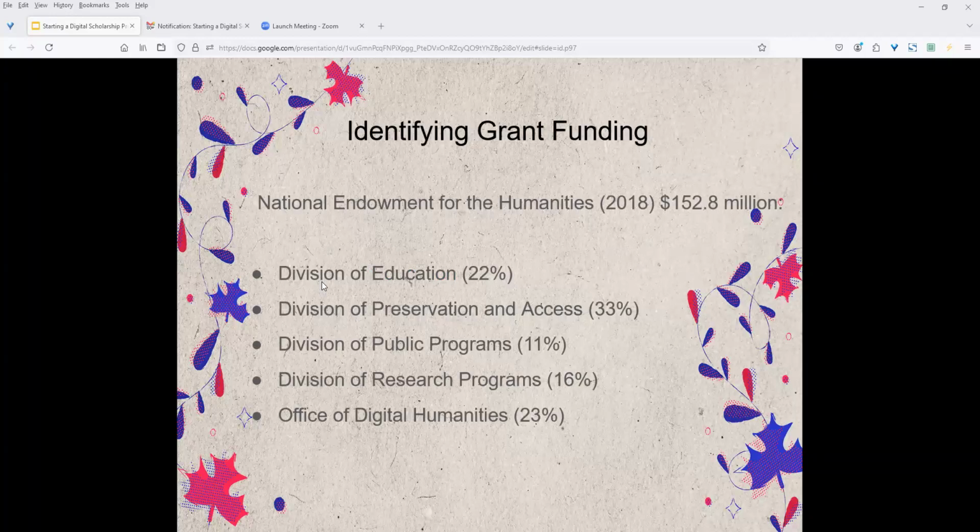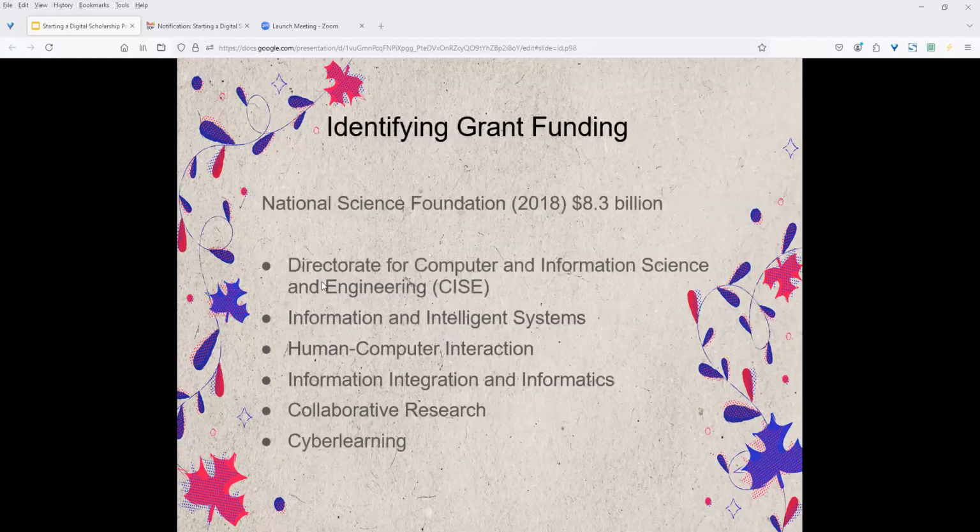If you're looking at big grant funding, you can look at the National Endowment for the Humanities. They gave out $152 million back in 2018, and these particular divisions had a portion of that. Each of their divisions gives out grants as part of their budget. So, who are you going to solicit? Is it a digital humanities project? You send it to the Office of Digital Humanities. Is it specifically about preservation and access? You can send it to that division as well. So you've got to identify the right people.